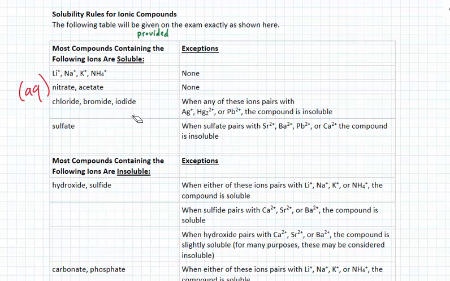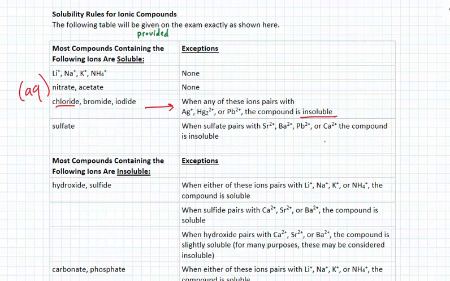Except now there are exceptions. So what you have to do, if you have a compound that has chloride in it, for instance, look over to the right to see if the other ion in that compound turns it into an exception or not. Okay? So most compounds containing chloride, bromide, and iodide are soluble. But, look over here, when any of those three ions pairs with silver, mercury, or lead, the compound is insoluble.